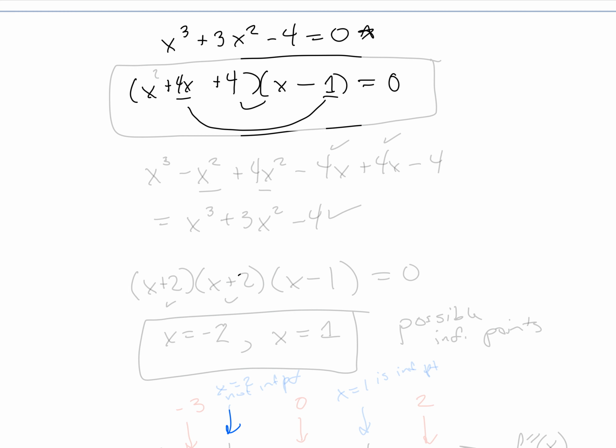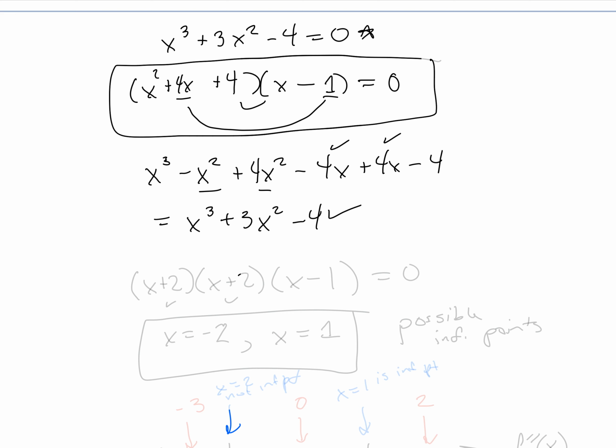So let's just verify that this factorization works. x squared times x is x cubed, x squared times negative 1 is negative x squared, 4x times x is a positive 4x squared, 4x times negative 1 is negative 4x, 4x times x is positive 4x, and 4 times negative 1 is negative 4. So these cancel, these combine, and we're left with x cubed plus 3x squared minus 4. So yes, this is the correct factorization of that above.